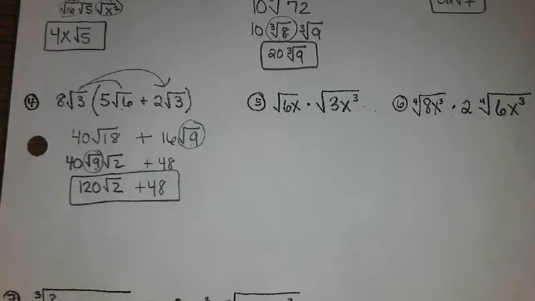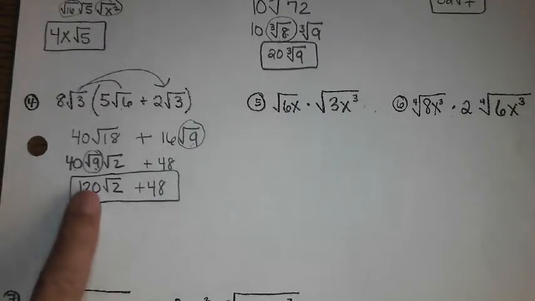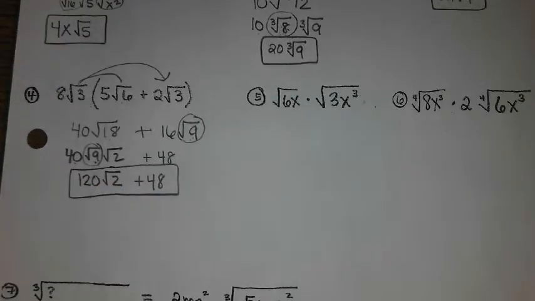I can't add them because I don't have like, what? Like roots or like radicals, correct. There's a radical 2 term and then a constant term. So they're not like terms, so I cannot add them. Does that make sense? Okay.